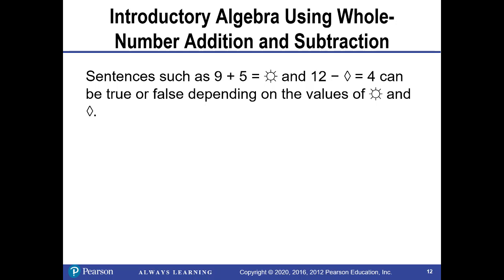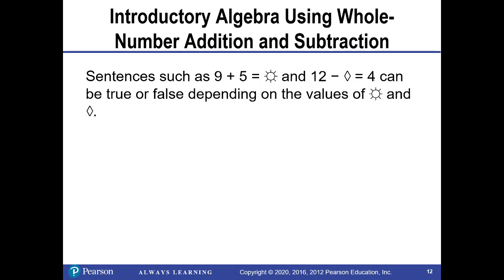These number sentences could be true or false depending on what we said the symbols stood for. Right? Obviously, in our number system, 9 plus 5 is 14. But we might not ask that. We might say, is it true or false that 9 plus 5 is 15? Is it true or false that 9 plus 5 is 45? Is it true or false that 9 plus 5 is 12?